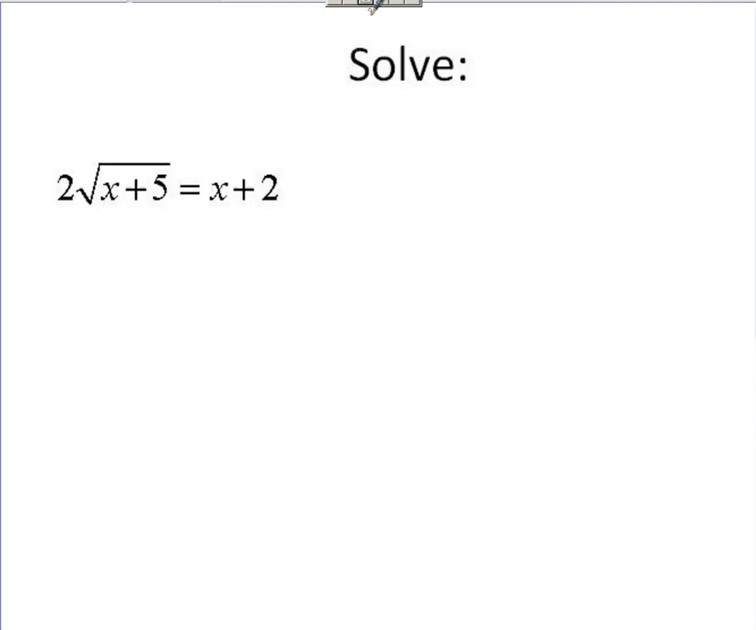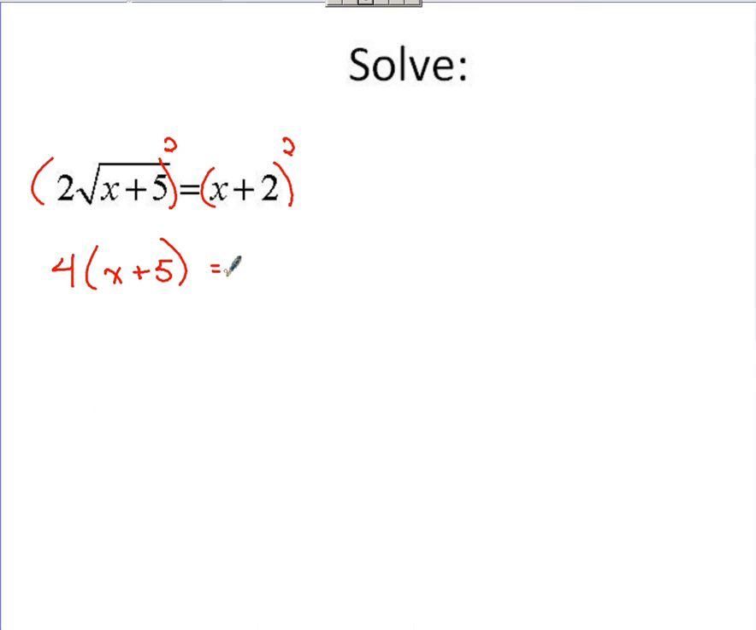Yeah, on this one the radical expression is not completely isolated, but it's isolated enough where if you square both sides, the radical will disappear. As I square the expression over here, 2 squared got 4. I'm understanding that 4 is being multiplied to the result I get when I square the square root of x plus 5. You know, the radical is disappearing there, so that quantity would be x plus 5.